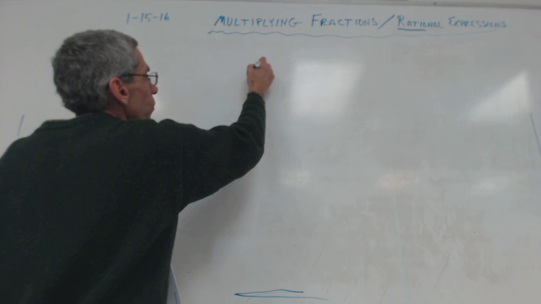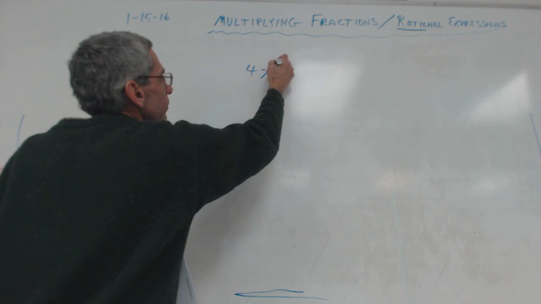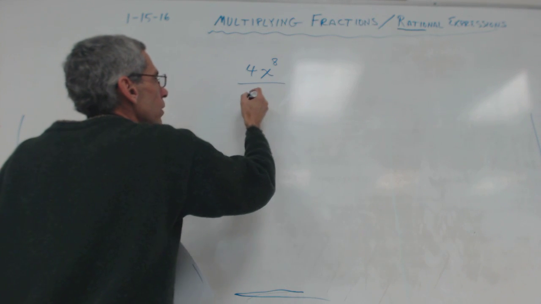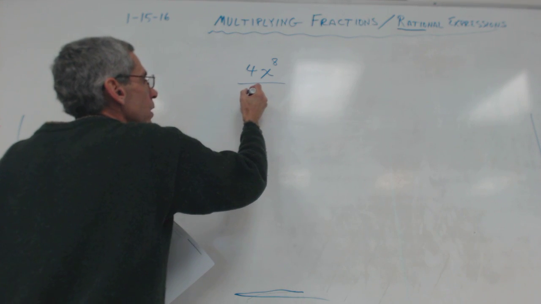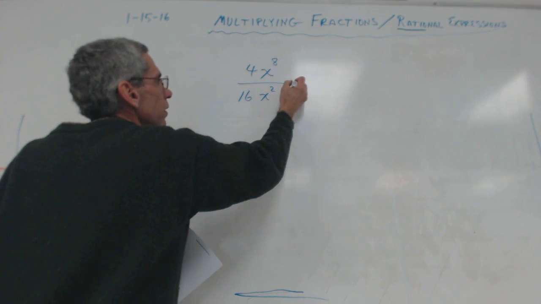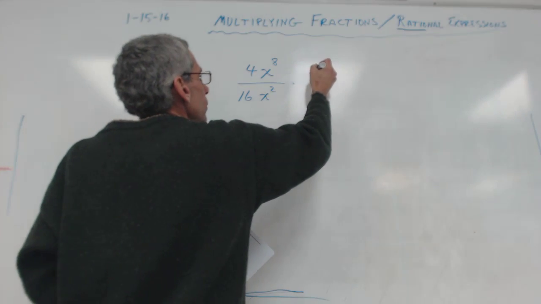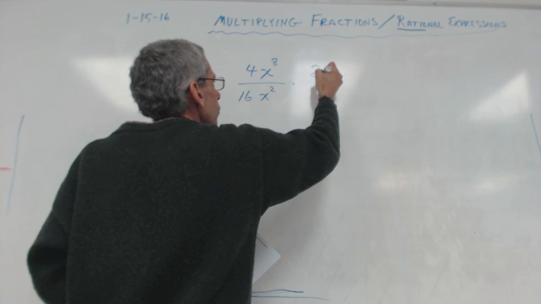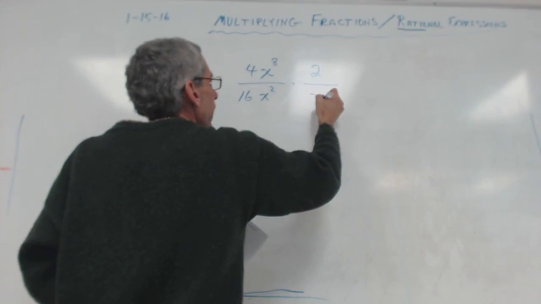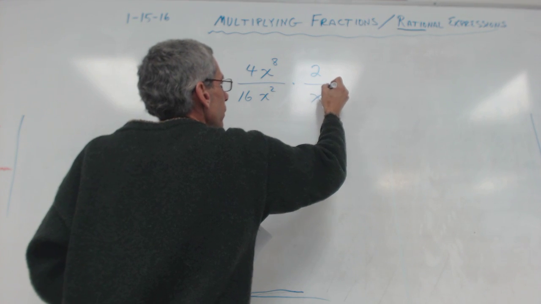Let's say I said 4x to the 8th power over 16x squared times 2 over x to the 5th.